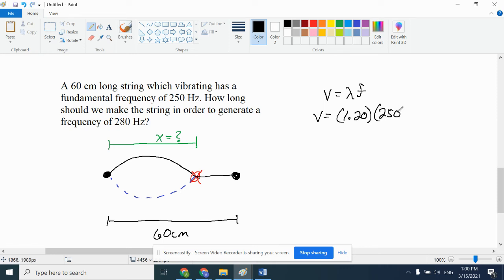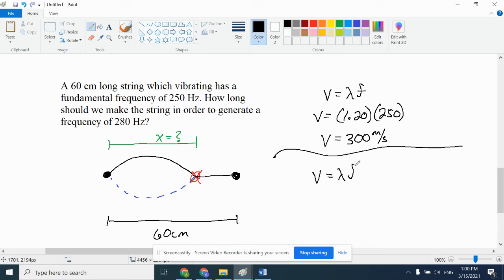The frequency is 250 hertz. So I go 1.2 times 250. I get 300. So 300 meters per second is the speed on this string. As I modify the string by making it shorter and pinching it here, the speed will still stay 300.